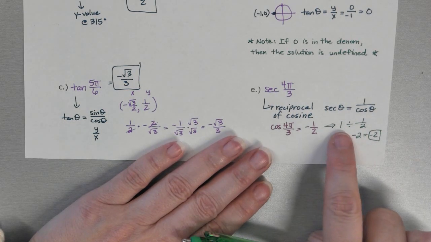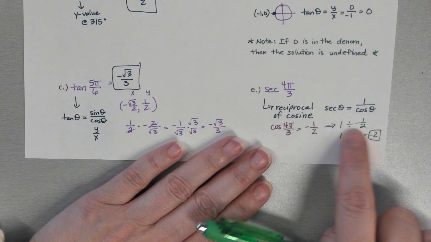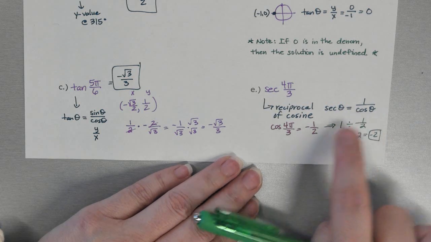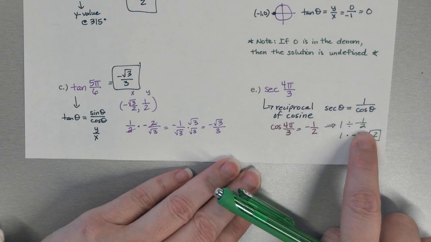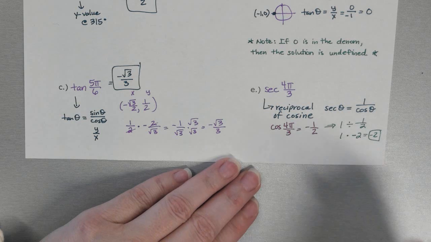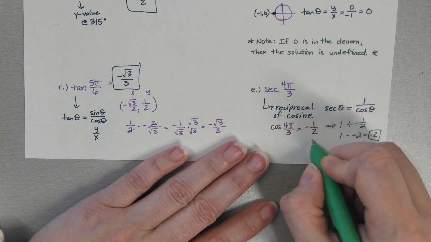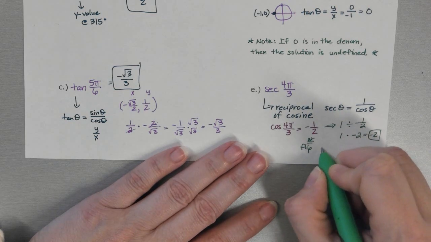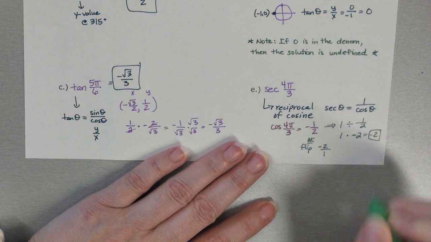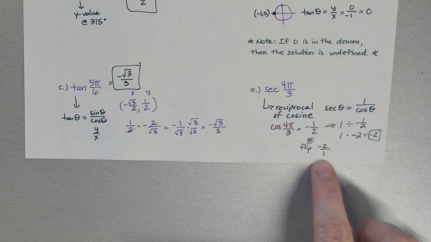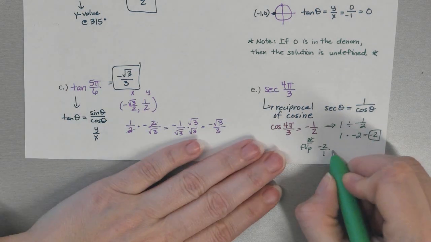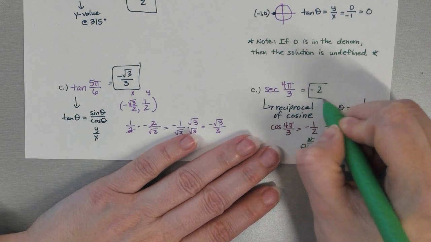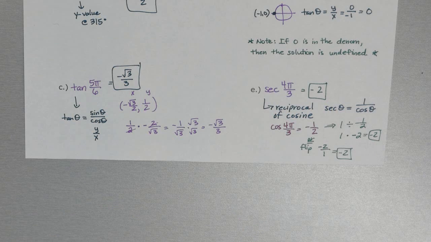So you can either divide it, 1 divided by the cosine value, or you can do the reciprocal. If you flip it, it becomes negative 2 over 1. Don't leave it like that. What's negative 2 divided by 1? Negative 2. So whichever way you do that is fine, but negative 2 is your final answer.